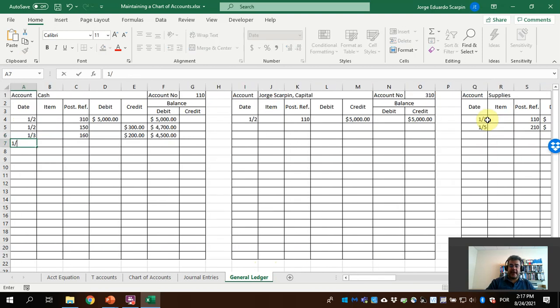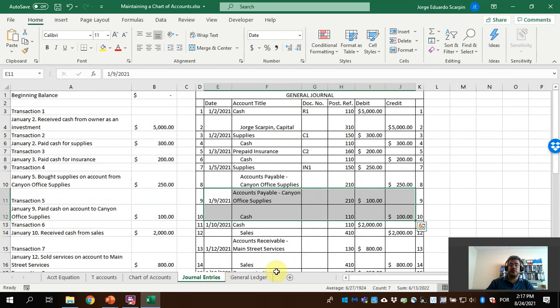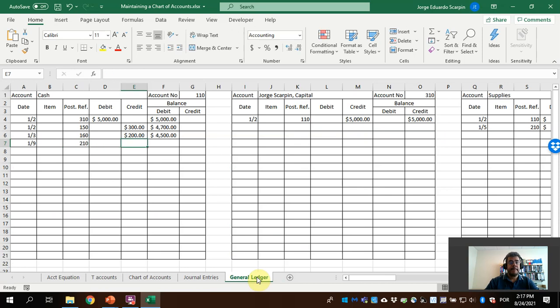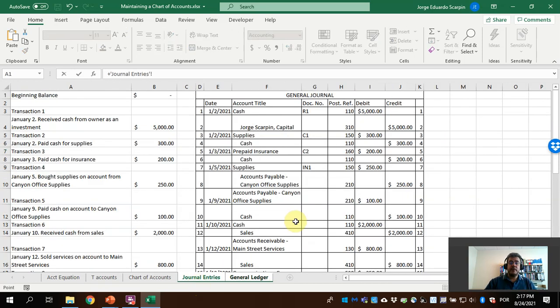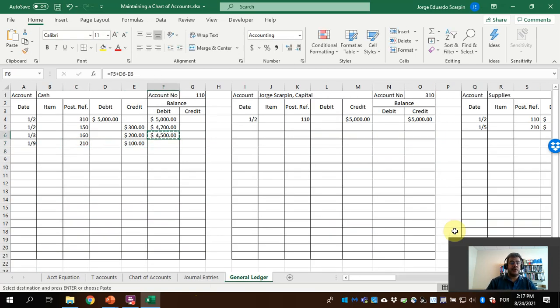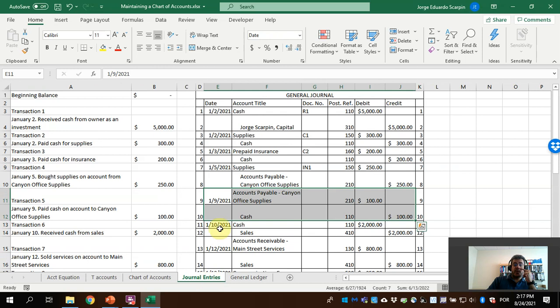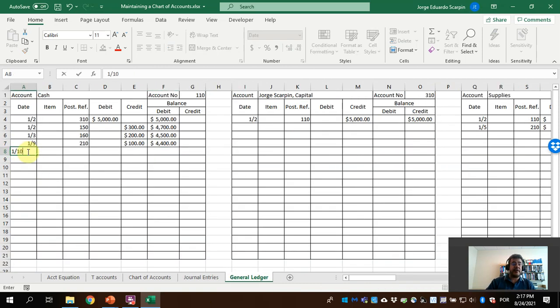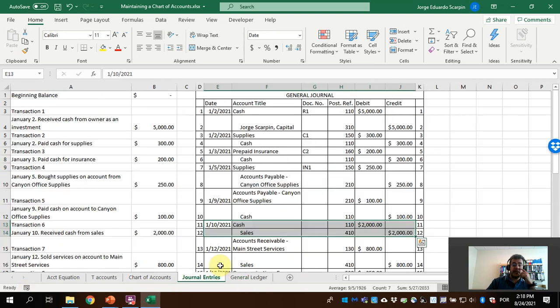And the other one is cash, January 9th. What is the other account here? 210. Credit, 100. Sorry. And copy and paste the formula again, $4,400. Now, sales, cash and sales. So debit cash. The other account is 410, and the date is January 10th. Debit, how much is it?